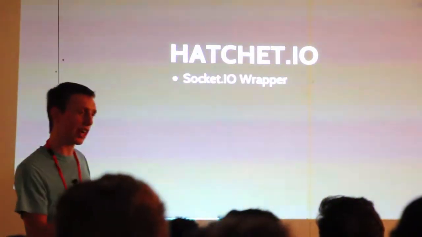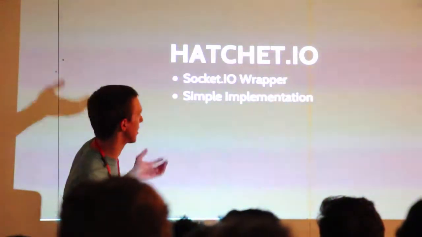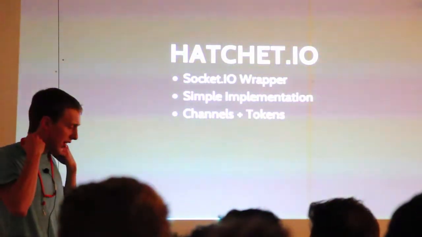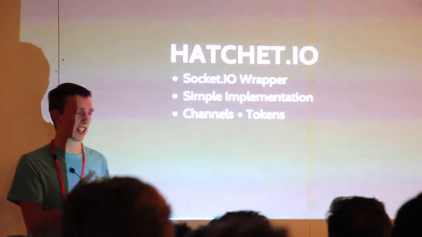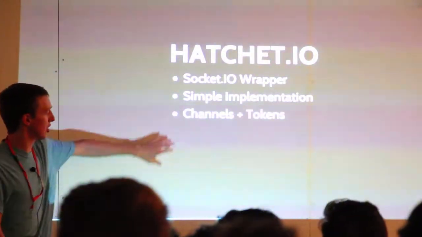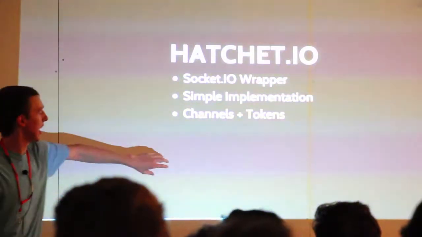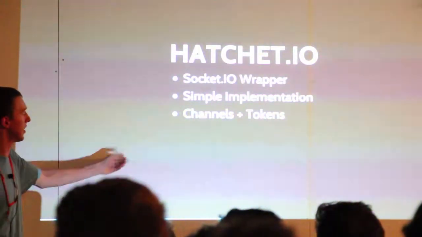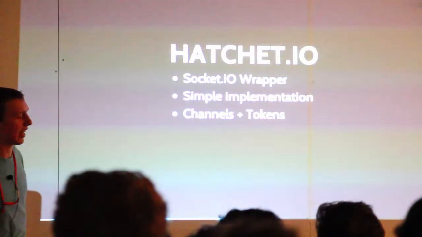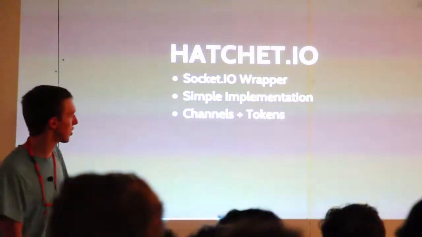Basically, Hatchet is a Socket.io wrapper. It's a simple server that you can sit beside your application code. If you've got a PHP or Ruby app, you can send a message from your web service over to a Hatchet server just via an HTTP request. You publish to it, and it's basically a hub. All your socket connections are connected to that Hatchet server, and they can get all those messages. It supports channels and tokens.